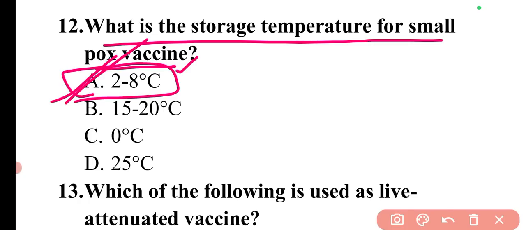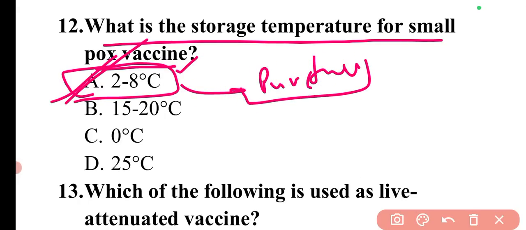Only a few, like the COVID vaccines, are stored at a very low temperature. That is the main disadvantage at that time for their transportation and other things. So for the smallpox vaccine, it is stored at 2 to 8 degrees Celsius, and it is punctured into the skin.